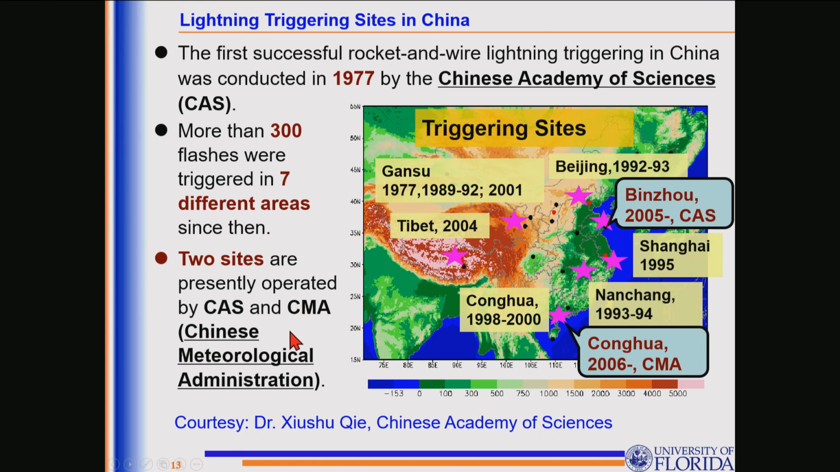The first successful rocket and wire triggered lightning in China was produced in 1977 by the Chinese Academy of Sciences. Since then, more than 300 flashes were triggered at 7 different sites, and they're all indicated here by magenta stars. So as you can see, all over China. Presently, 2 triggering sites are active. One in Binzhou, operated by the Chinese Academy of Sciences, and the other one in Zhonghua, operated by the Chinese Meteorological Administration.